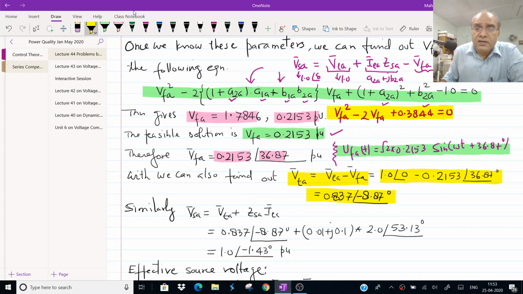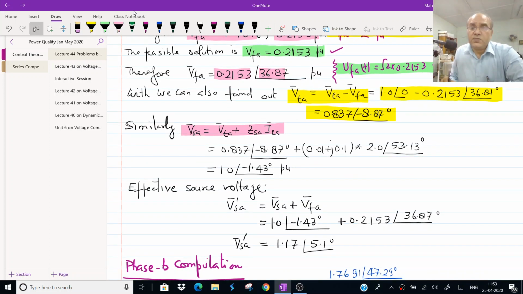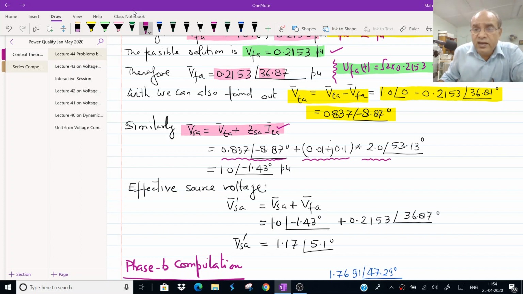Okay, and then we can also find out what VSA is. So VSA is nothing but VTA. You see the diagram, the source voltage is the terminal voltage plus the drop across the impedance, ZSA into ILA, this term. So this is VTA, we just compute this value, and then this is ZSA, this is ILA, multiplying them gives 1.0 minus 1.43 angle. So this is nothing but VSA.